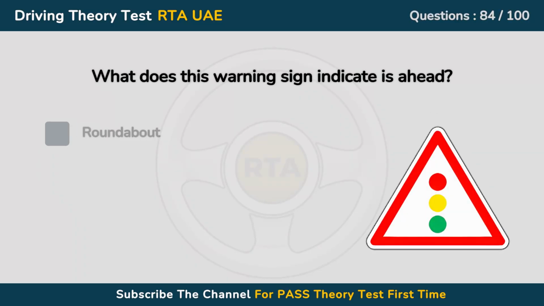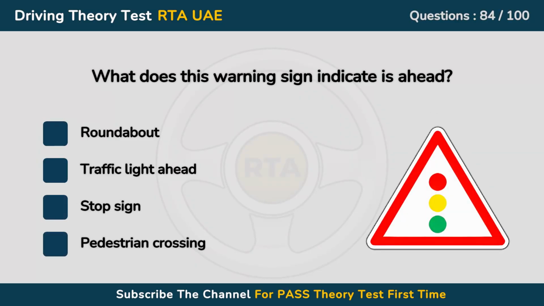Question 84. What does this warning sign indicate is ahead? A. Roundabout. B. Traffic light ahead. C. Stop sign. D. Pedestrian crossing.